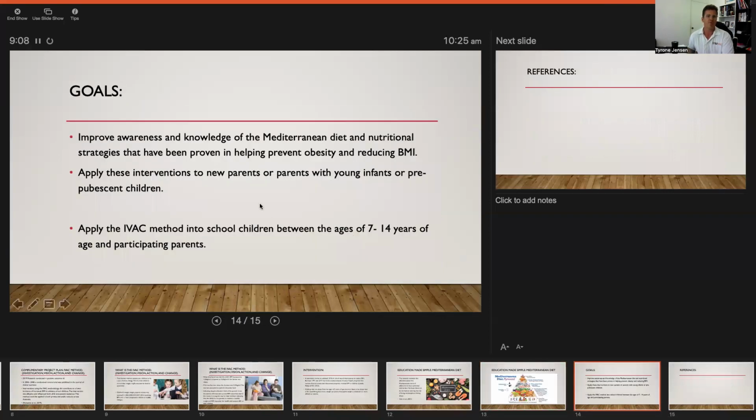The goal is to improve awareness and knowledge of the Mediterranean diet and nutritional strategies, and they've been proven to help prevent obesity and reduce BMI. Apply these interventions to new parents or parents with young infants or prepubescent children. Apply the IVAC method into schools to get parents' and children's participation between the ages of 7 and 14 years of age.